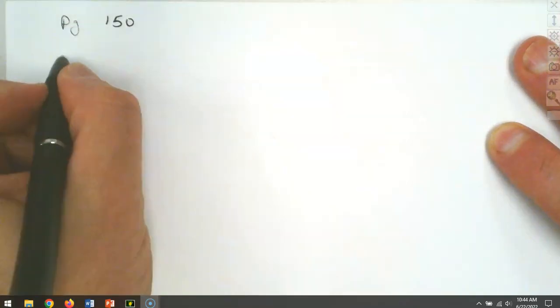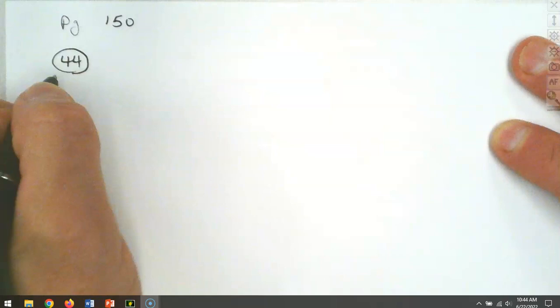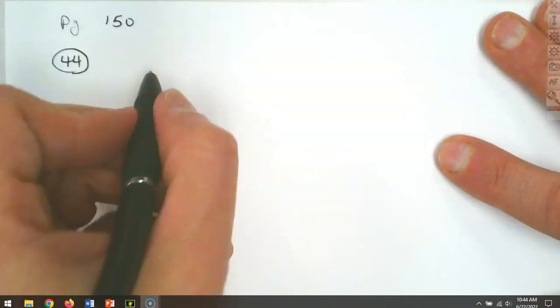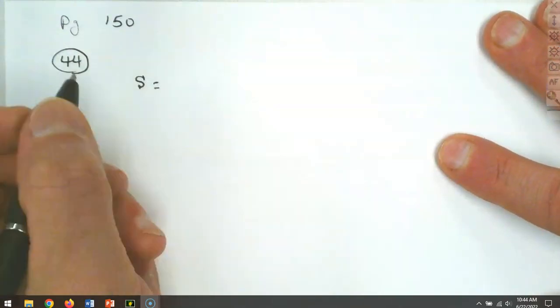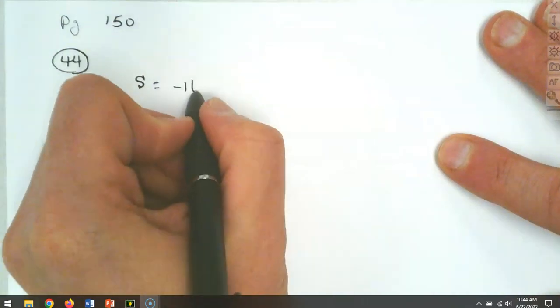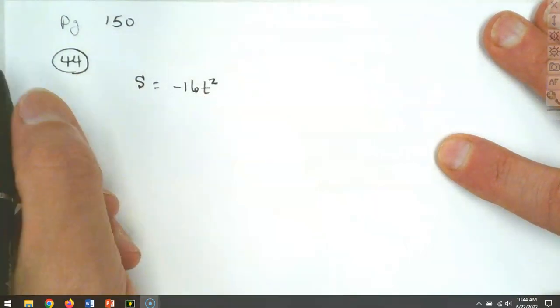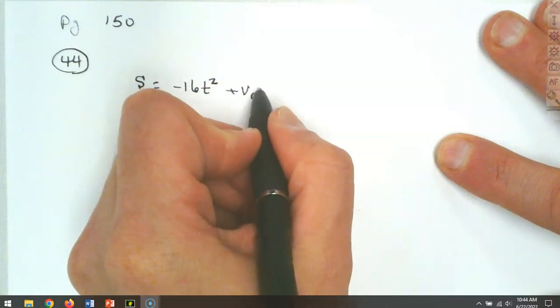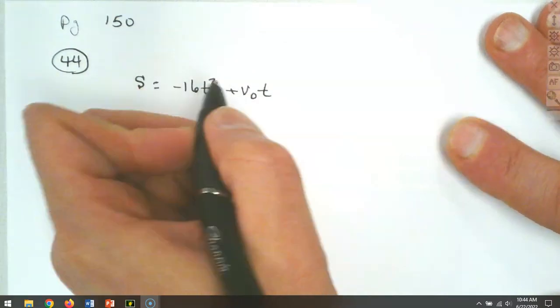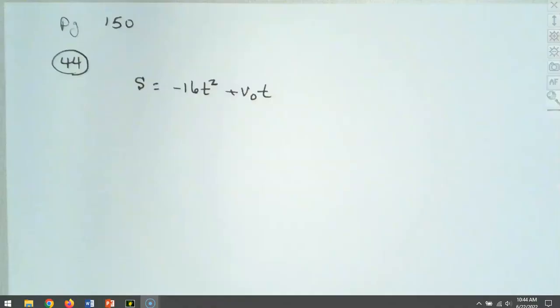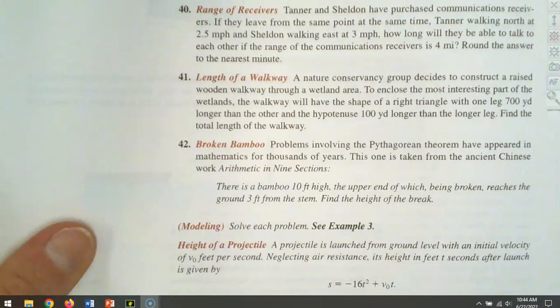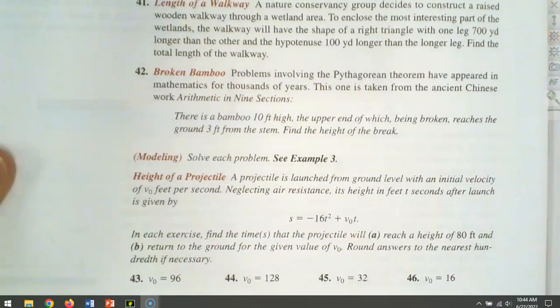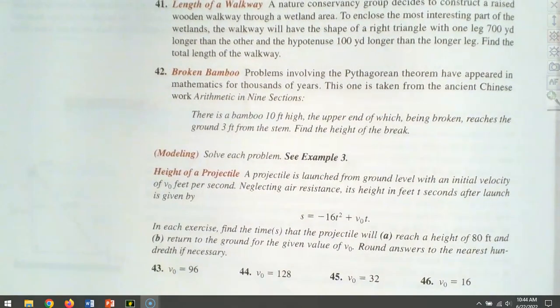On page 150. And what we've got is a formula here. And this is the height of a projectile when it's launched up in the air. So here's our formula, and we're only going to do 44.